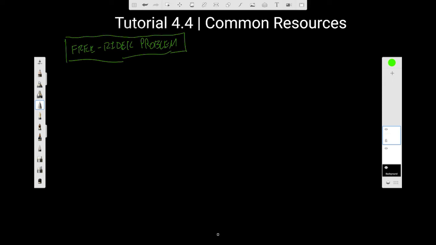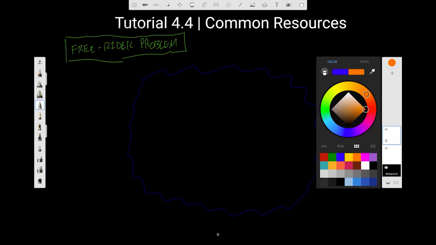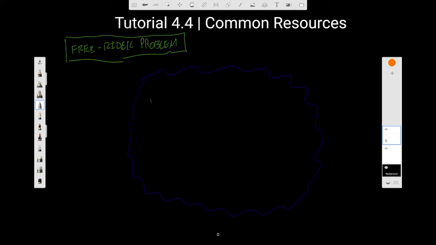All right, so to set up how common resources have classically been modeled, let's look at a little pond. Okay, so we have our pond, and we're going to draw a little goldfish. I'm getting a PhD in economics, not art.